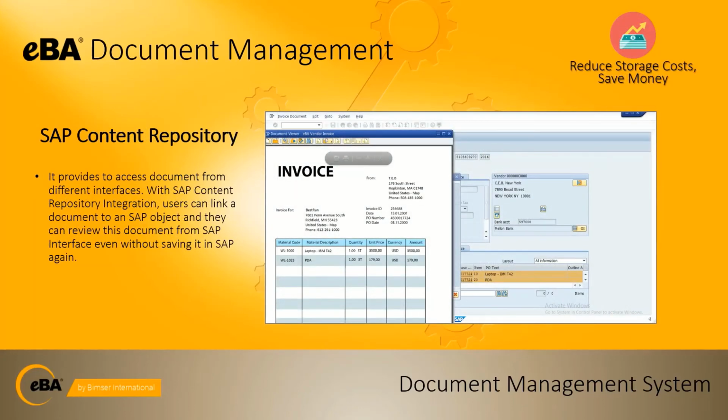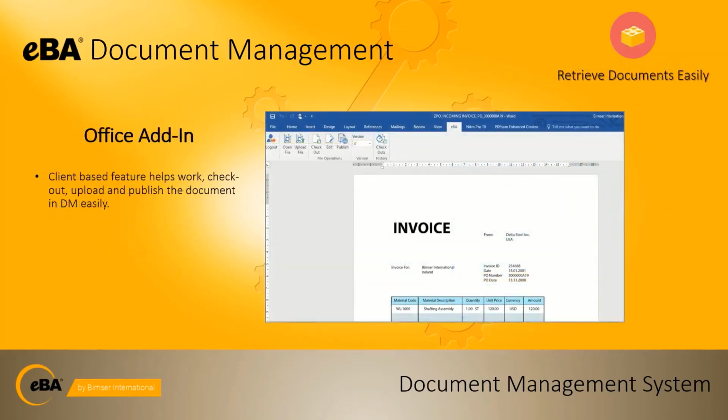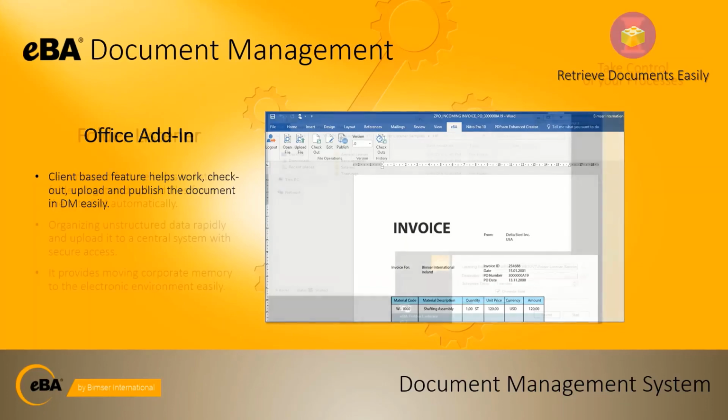Users may access the documents from different interfaces. For example, integrating eBA with SAP Content Repository allows users to link a document to an SAP object and review it from the SAP interface directly. Another interesting feature of eBA is the Office add-in. Once installed, it allows users to open and upload files, check out documents to edit them, and publish them to the document management system. There is another add-in for the email, making it possible to upload the content of the messages and their attachments directly to eBA.